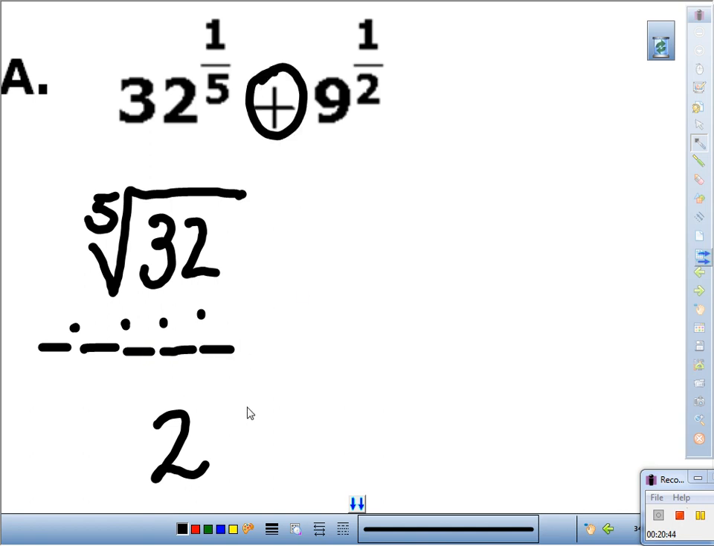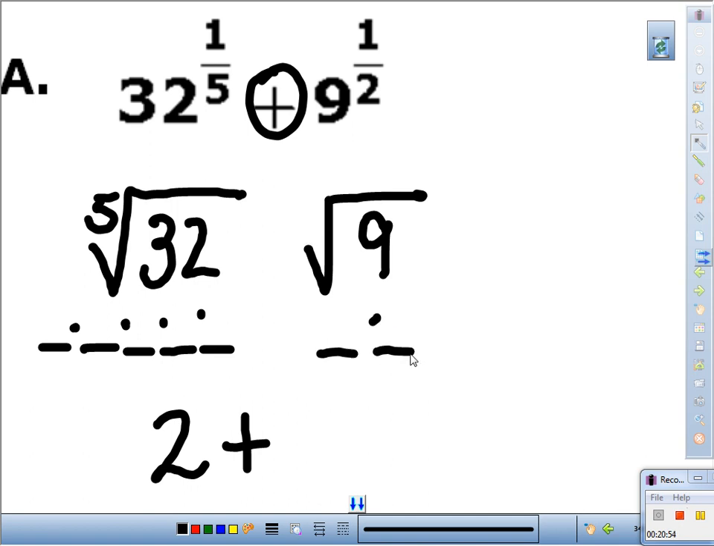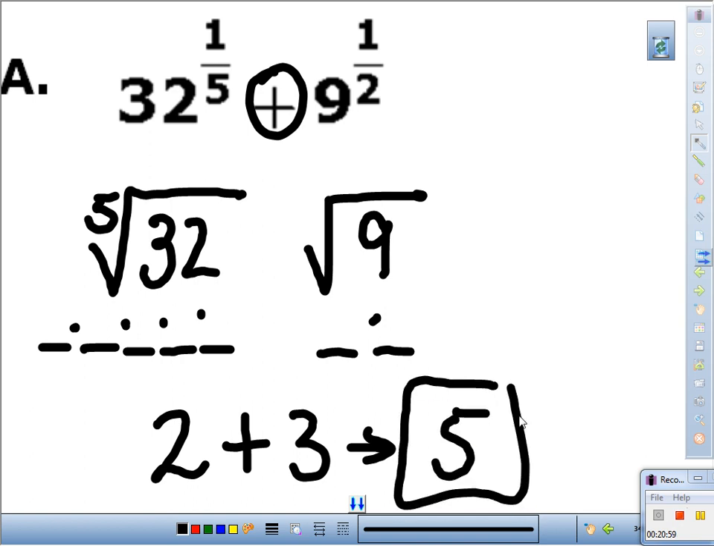Bring down the plus sign. Do we see a fraction here as an exponent? Yes. Radical. Radicand is the 9. Do we need to write the 2 there? No. What number times itself gives me 9? So what is 2 plus 3? 5. Piece of cake? Okay. All right. Let's crank it up a notch.